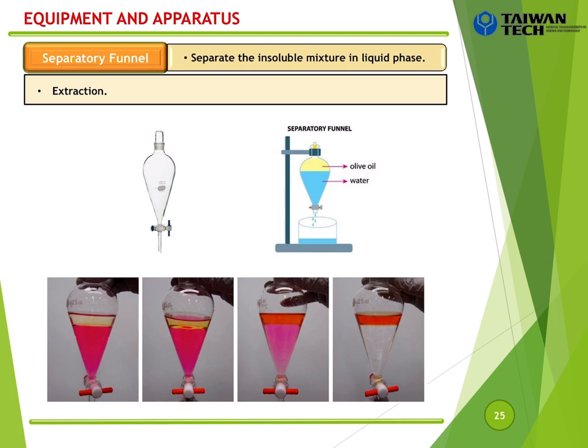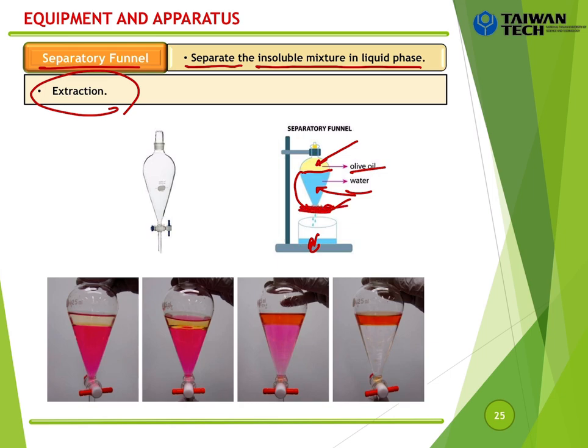Okay, and the next one we may consider is the separatory funnel. This one we use to separate the insoluble mixture in the liquid phase. We usually use it for extraction. If you have water and maybe cooking oil or olive oil, and they are insoluble, the oil is lighter so it is on the top, right, and water at the bottom. Then you can open this and the water can go down until this level comes to here and you stop it, and then you can separate the two layers, right?